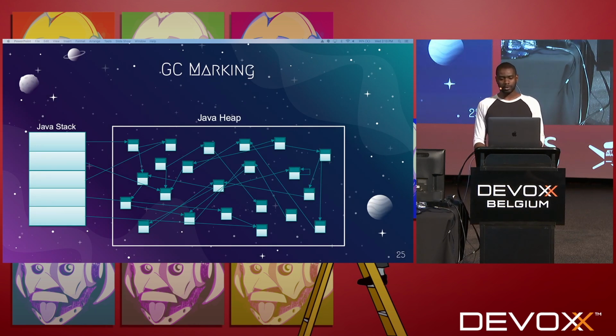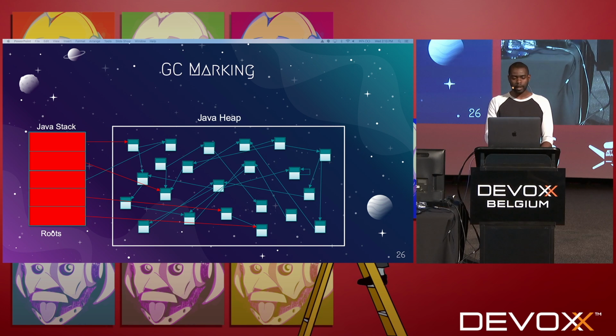Typically, garbage collectors in the JVM function by finding all the live objects and then removing everything else. The process of finding live objects is called marking. And this process begins by traversing the root set. The root set is things like static fields, JNI references, references on the stack. So the GC uses the root set to find all the live objects.